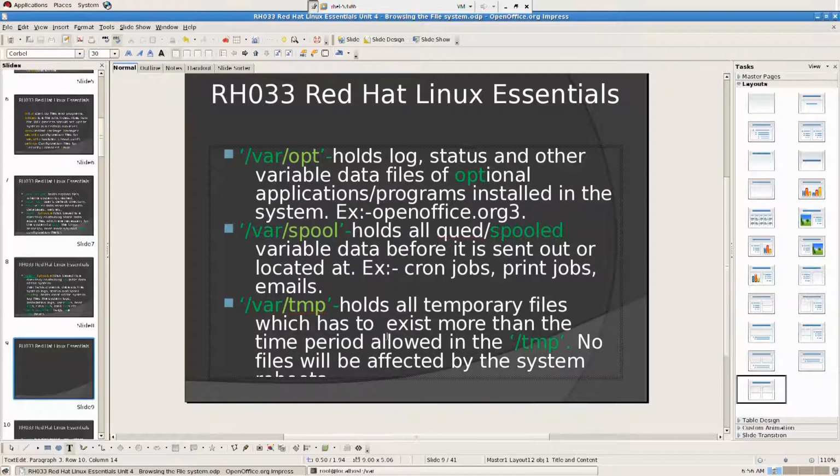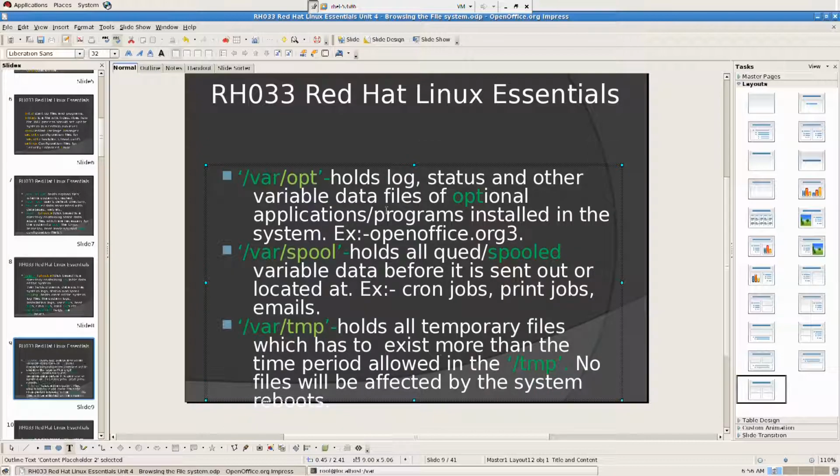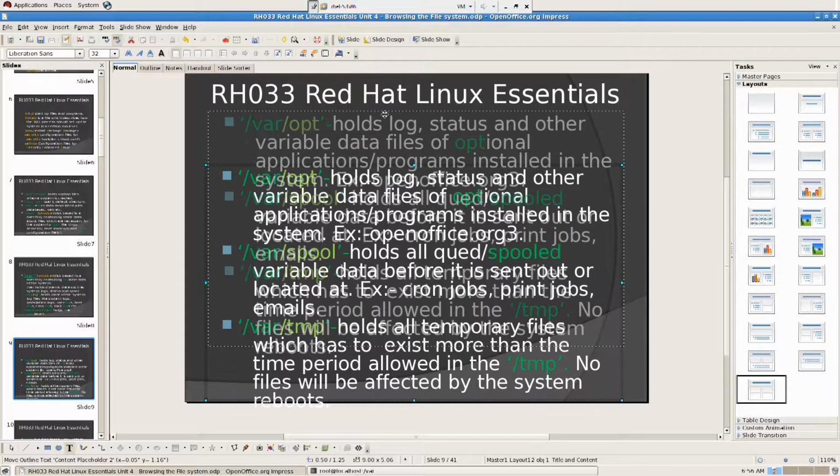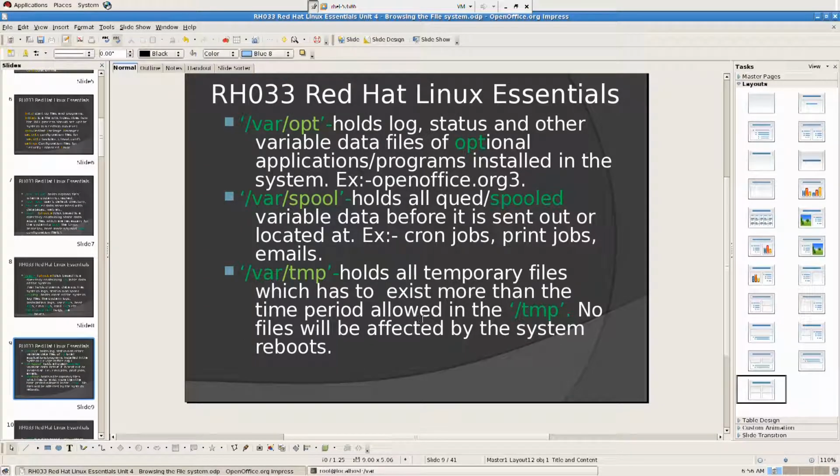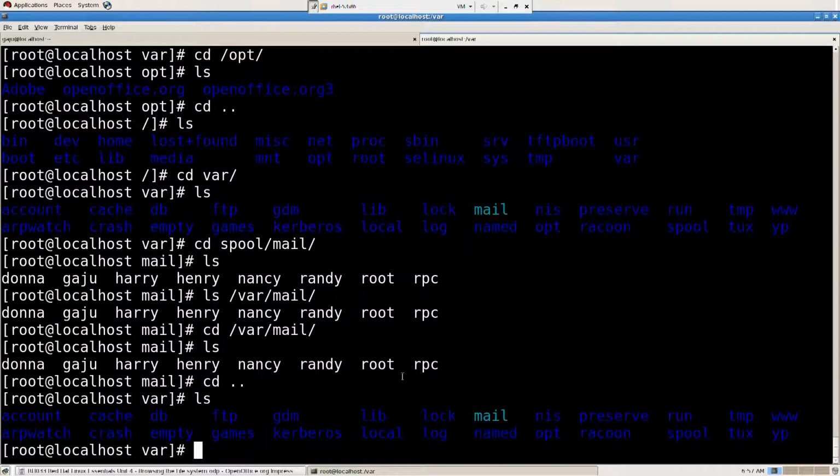which have to exist more than the time period allowed in the /tmp. No files will be affected by the system reboots. What does it mean? Well, it's all temporary files which have to exist more than the time period allowed in the tmp directory. No files will be affected by the system reboots. That means we have two temp directories. We have a TMP or temporary file directory here. So whenever you're doing something temporarily, or you're downloading something from the internet, it will be done here first, and then it will be saved somewhere, right?